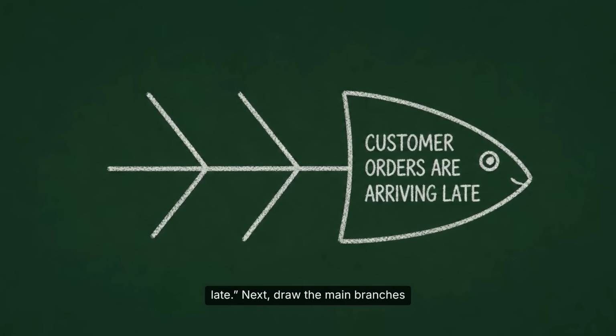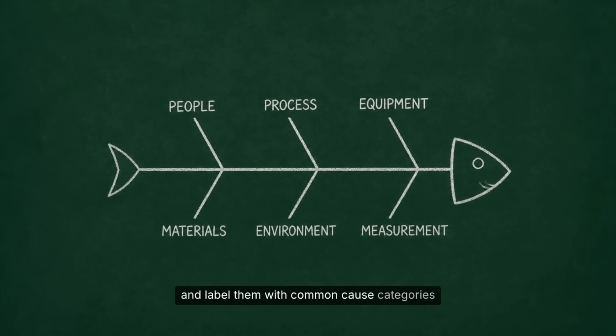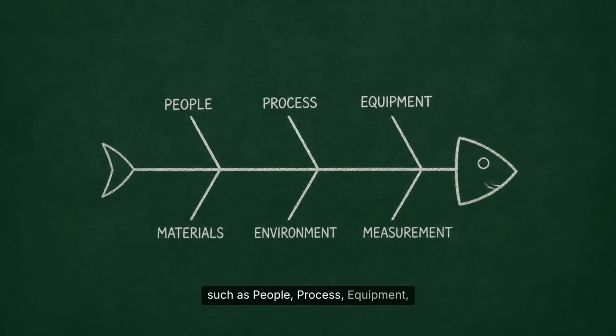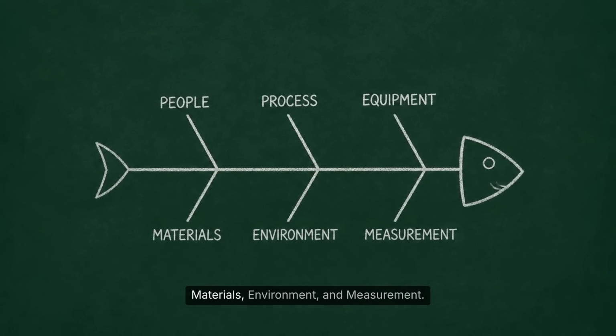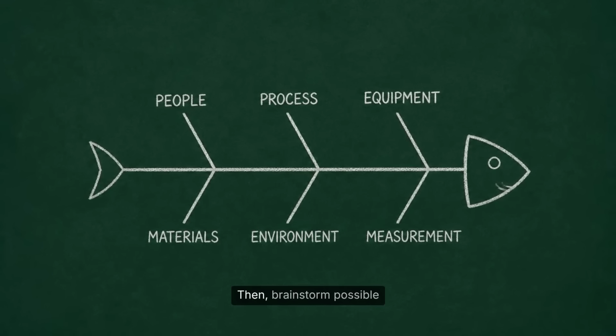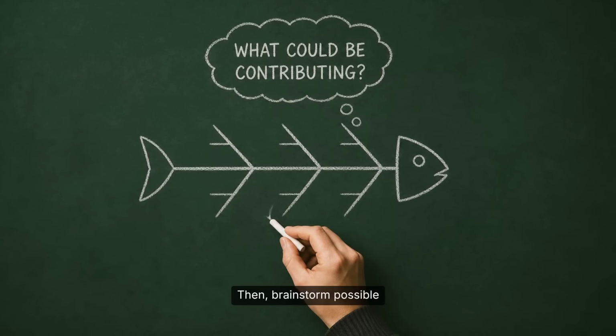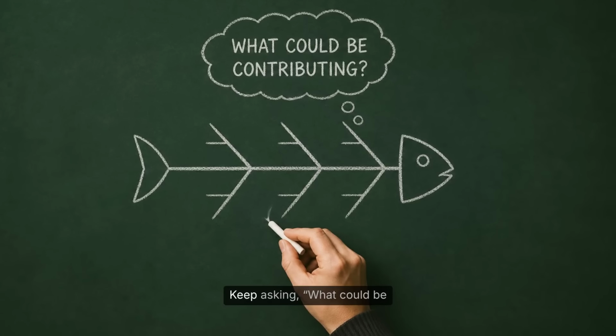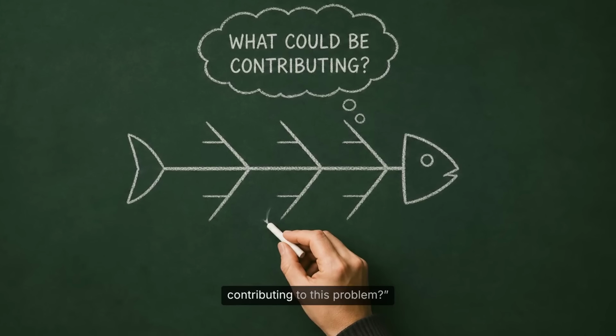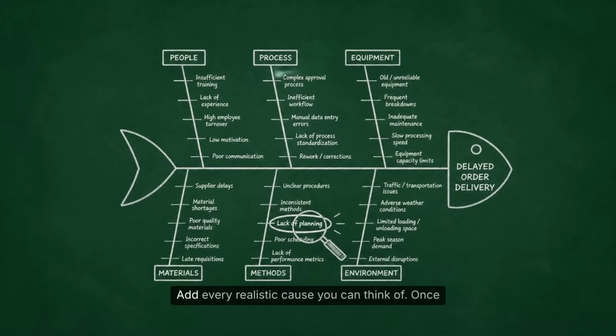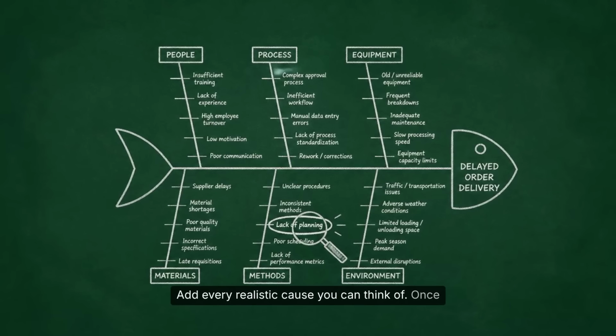Next, draw the main branches and label them with common cause categories such as people, process, equipment, materials, environment, and measurement. Then, brainstorm possible causes under each category. Keep asking, what could be contributing to this problem? Add every realistic cause you can think of.